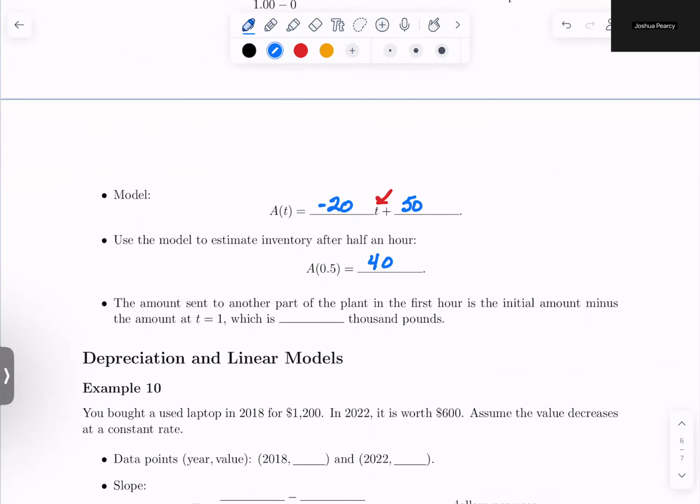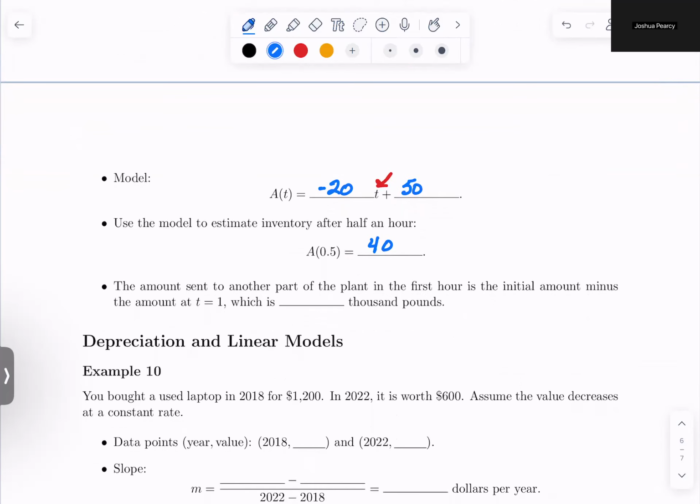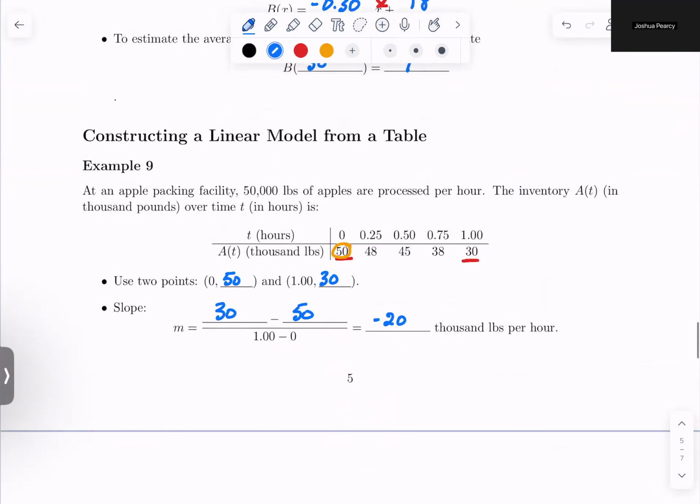Now this last part right here is just a little tricky. It's just kind of connecting the words to the table. So it says the amount sent to another part of the plant in the first hour is the initial amount minus the amount at t equals 1. So if I look at the initial amount, that was the 50, right? And then after an hour, I'm at 30. So what's the difference between 50 and 30? It is 20.